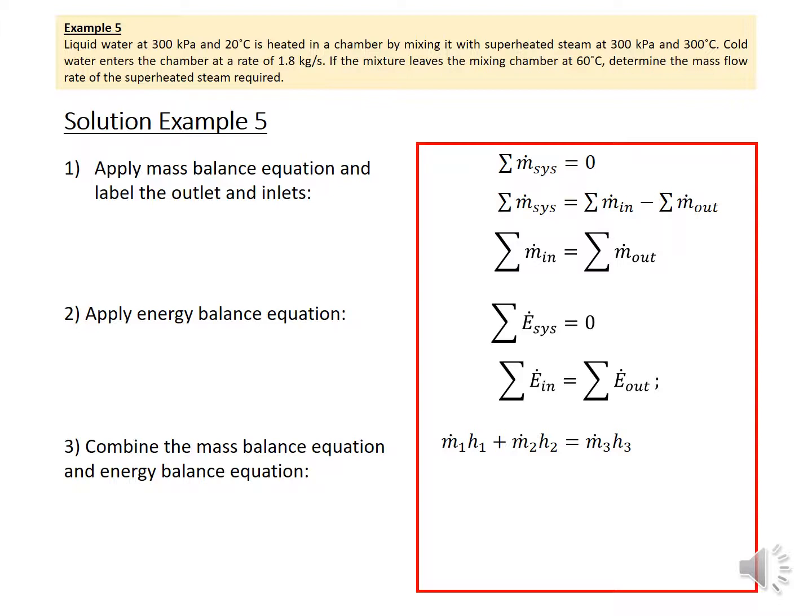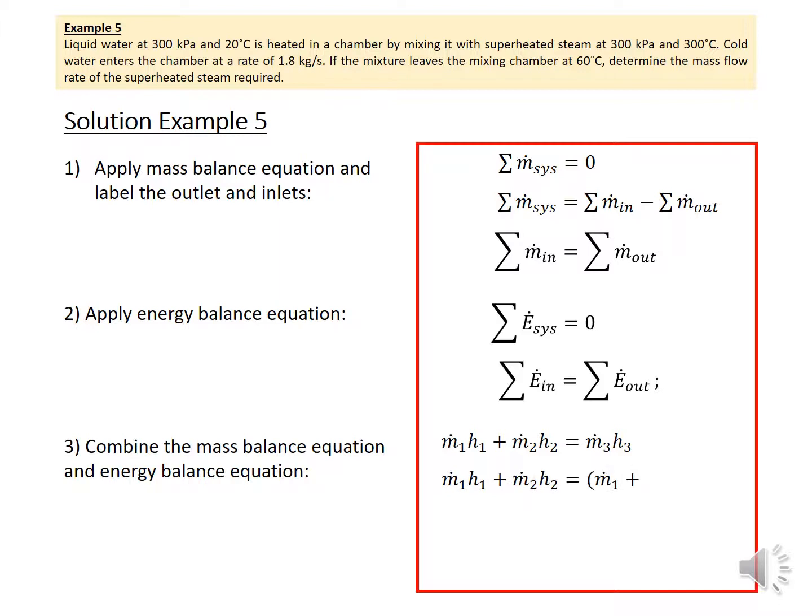Third, combine the mass balance equation and the energy balance equation. So we are going to apply the energy balance and also the mass balance equation. This one is point 1, this one is point 2. Point 1 and point 2 are the inlets. Point 3 is the outlet.